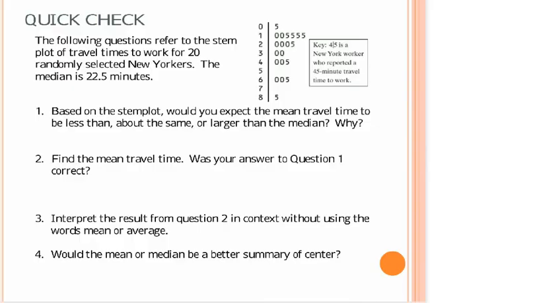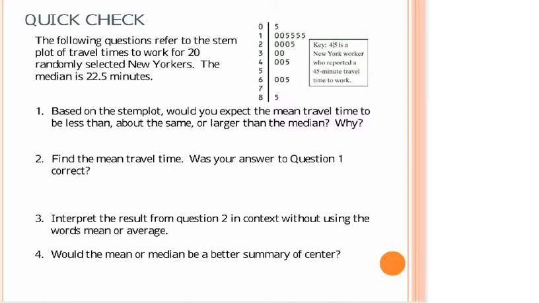Okay, so here's a quick check. We're going to look at the stem plot of travel times to work for New Yorkers, 20 randomly selected New Yorkers. And we already know the median is 22.5 minutes. And what we're going to do is just answer these questions. So we've got a stem and leaf plot that's already built for us. Hallelujah. We don't have to do it ourselves. We always like that. And we want to know the answers to these questions.